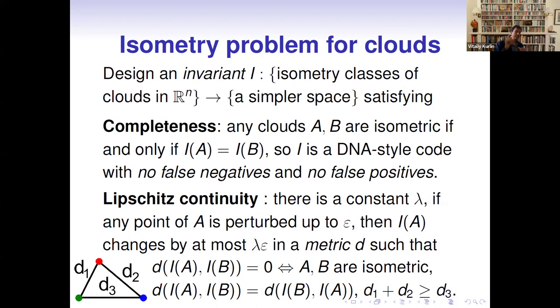Okay? But this distance gives more information. The isometry detection problem or classification problem gives only a binary answer: whether two given objects are equivalent or not, say point clouds are isometric or not. But distance gives more information in principle. It could quantify how different our objects are.